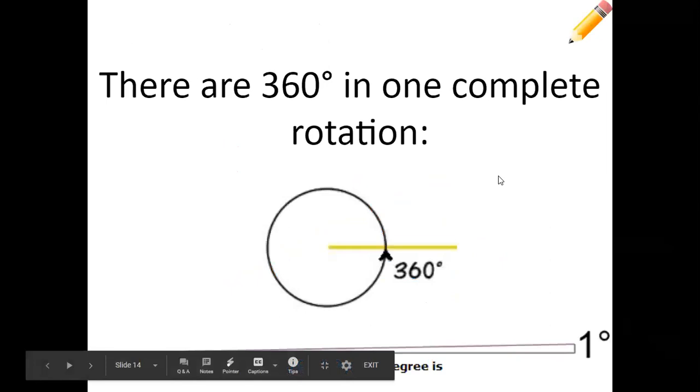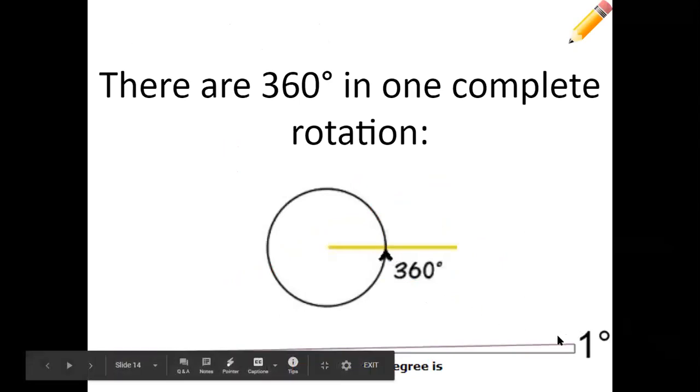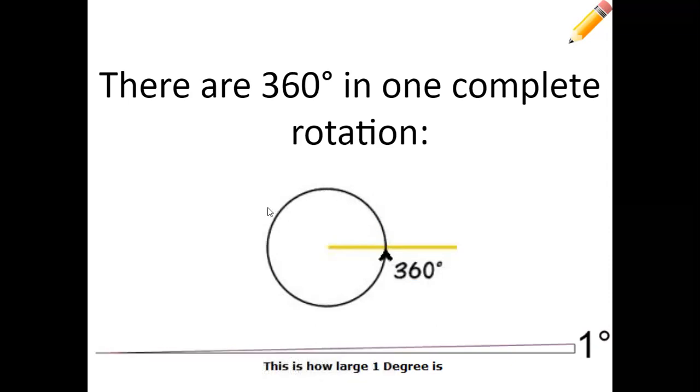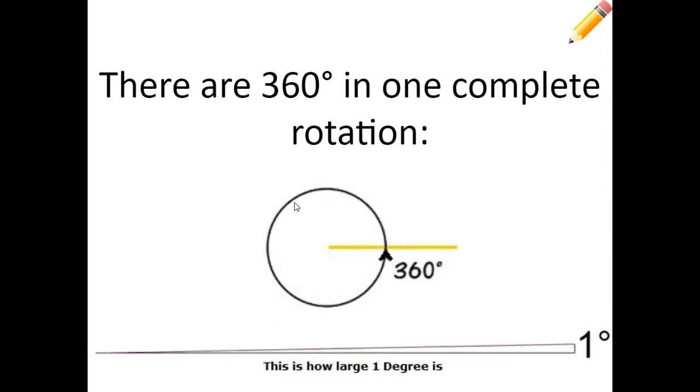There are 360 degrees in one complete rotation. So what I want you to do is, you don't have to draw this 1 degree situation down here. But what you can do is, in a circle, I want you to start at one point, draw a circle all the way around, and then give it that little arrow, right? A full complete rotation, a full circle, is 360 degrees, okay?